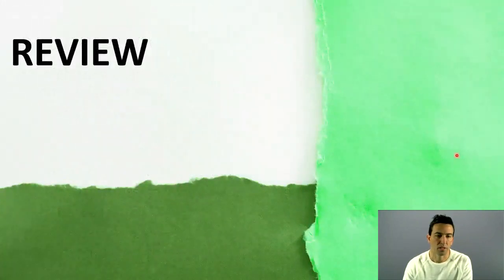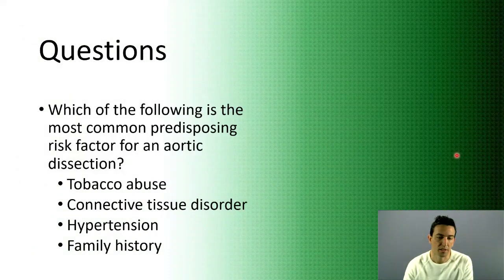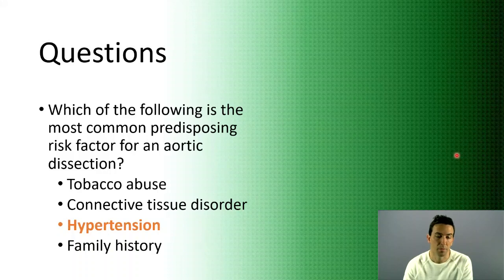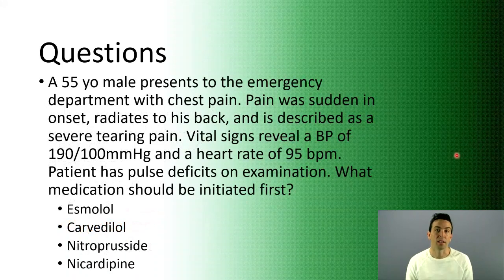Let's do some review questions and hone in on some of these key points. Number 1, which of the following is the most common predisposing risk factor of an aortic dissection? Tobacco abuse, definitely a risk factor. Connective tissue disorder, hypertension, family history, absolutely. The one we want to key in on is hypertension, and that's why we're treating the way we do.